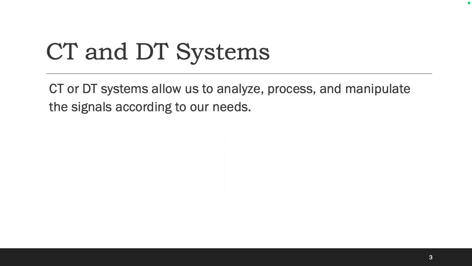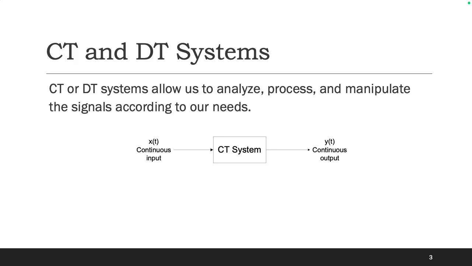Let's review how to mathematically characterize the systems. We know the CT-DT systems allow us to analyze the process and manipulate the signals according to our needs. Am I right? Usually a CT-DT system is like I have an input signal, and then I analyze and manipulate these signals. Yeah. So this is a system, and this is the diagram for the CT system.